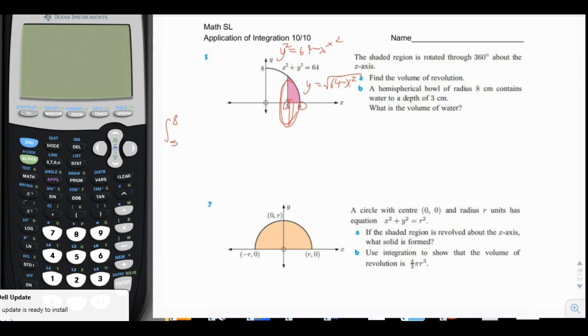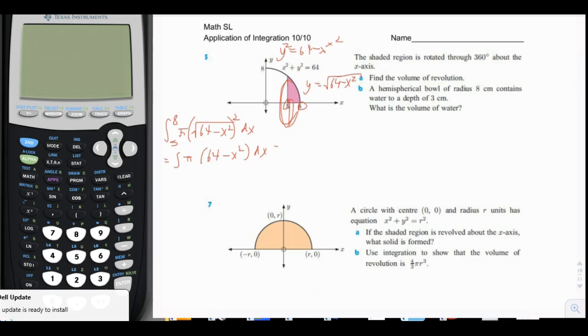So we would be integrating from 5 to 8, and first we would put pi, and then inside we would put 64 minus x squared dx. Yeah. Oh, but we would square the r. That would actually make it simpler, wouldn't it? It would be pi times 64 minus x squared with no root dx. Yeah, that's a much easier integral.